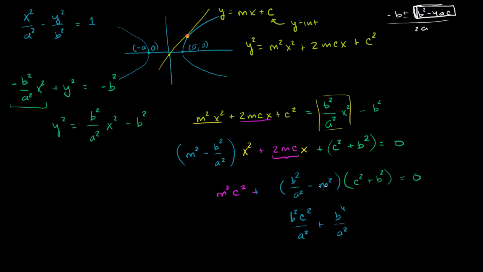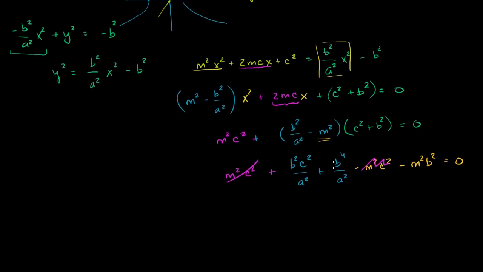And then you have negative m squared times c squared, so negative m squared c squared. And then you have negative m squared b squared. And of course, this is all going to be equal to 0. And we have this m squared c squared out front over here. And lucky for us, this cancels with this. And what do we have left?